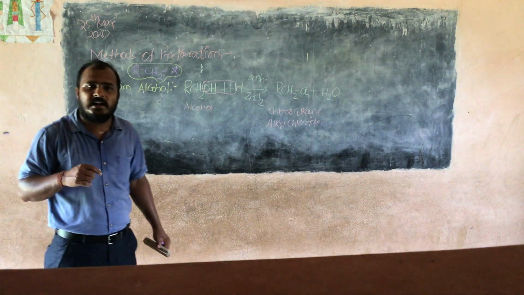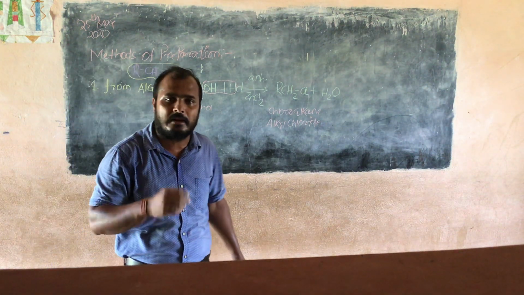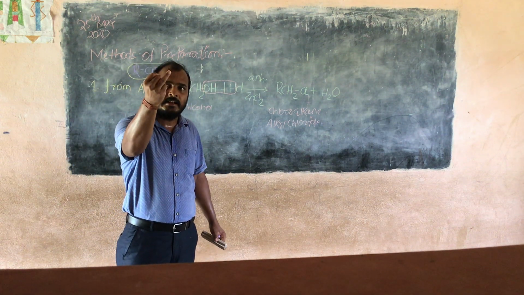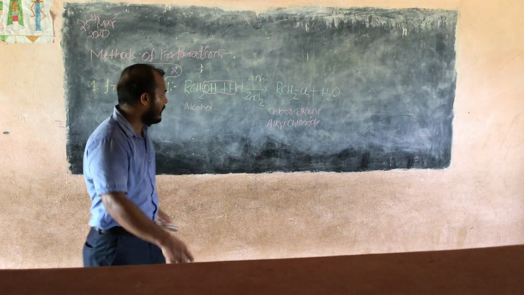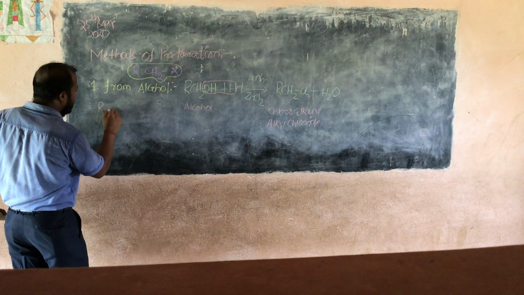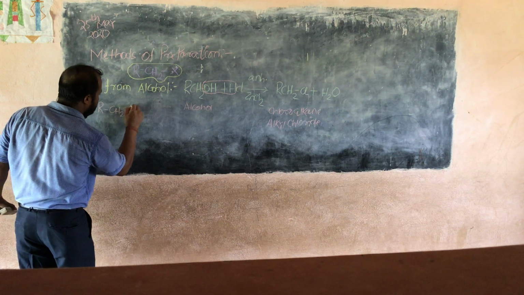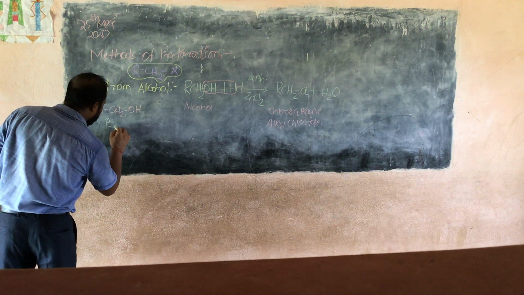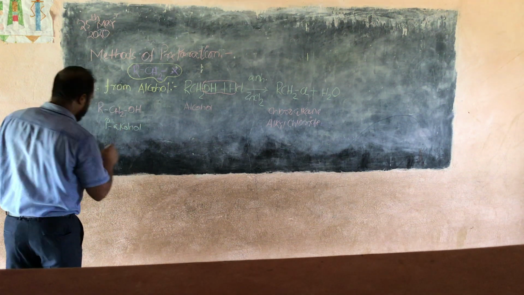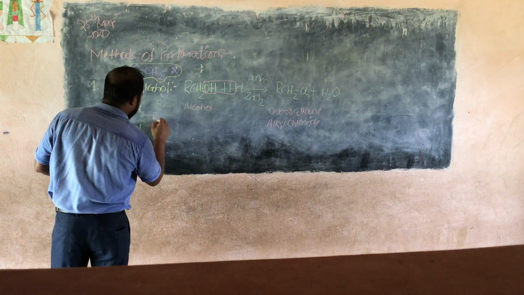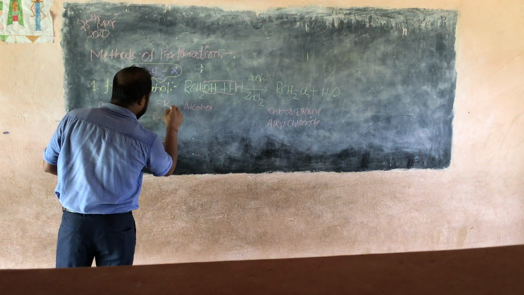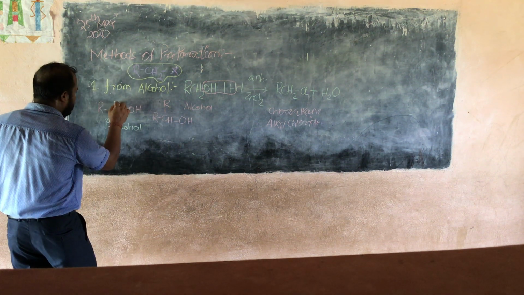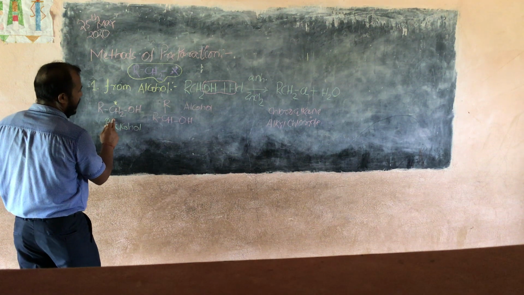How many types of alcohols are there? In general, depending on the nature of carbon, there are 3 types of alcohol: primary, secondary, then tertiary. One is RCH2OH. This is primary alcohol. Depending on the nature of this carbon, this is a primary carbon, that's why it is primary alcohol.